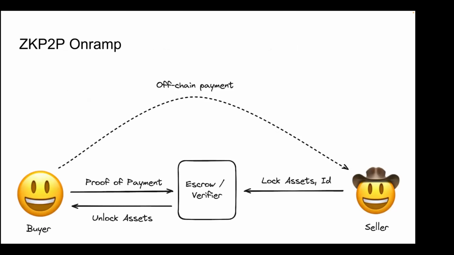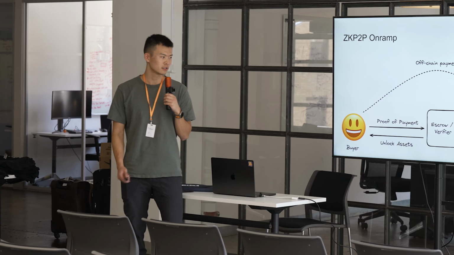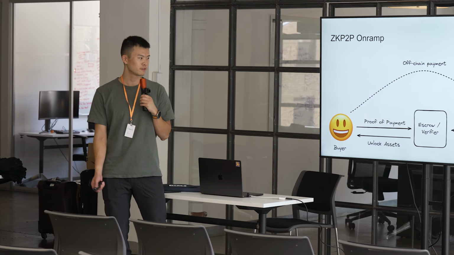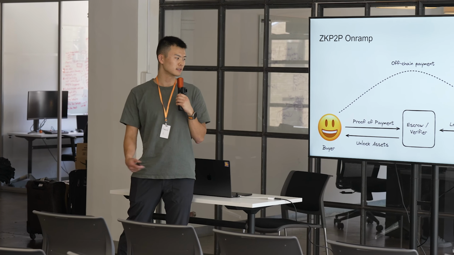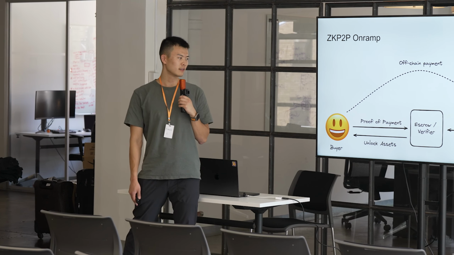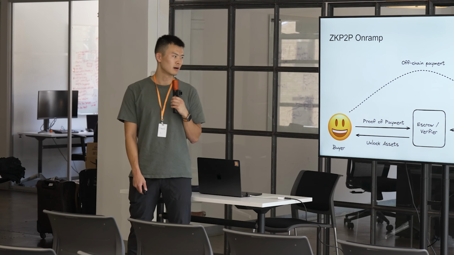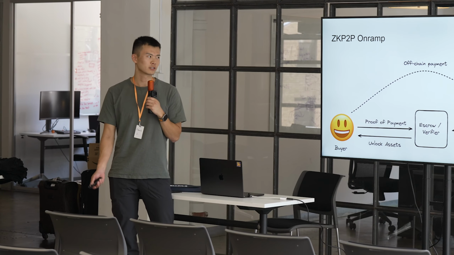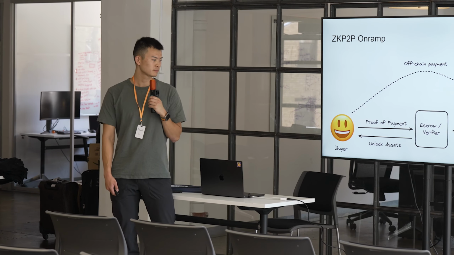So for those unaware, we've built a product called ZKP2P Onramp, which is actually a pretty simple construction. The seller, or liquidity provider, locks assets in a smart contract and provides an off-chain identifier to the smart contract. Then a buyer of the asset transfers fiat to the seller through the off-chain identifier, generates a proof of payment, and submits it to the verifier contract in order to unlock funds on chain.